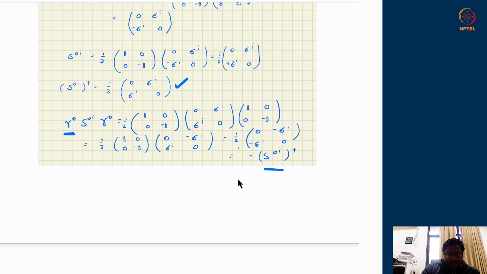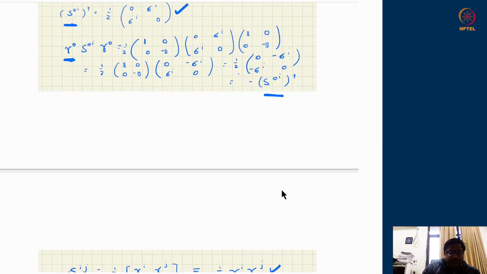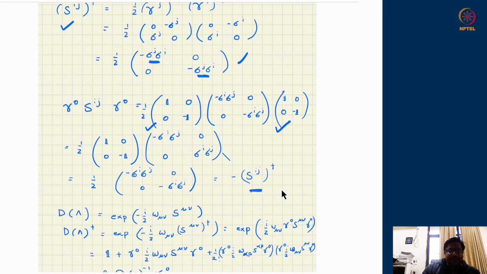What have we done, to recapitulate? We had previously seen S0i and S0i dagger are equal to each other. They are Hermitian. So rotations are generated by Hermitian transformations. Therefore, rotations are unitary transformations. And rotation generators squeezed between gamma 0 became the minus of their Hermitian conjugate. Boost generators are not Hermitian, but still boost generators squeezed between gamma 0 do become minus of their Hermitian conjugate. This is a very important relation which has an implication for the next line which we are going to write.